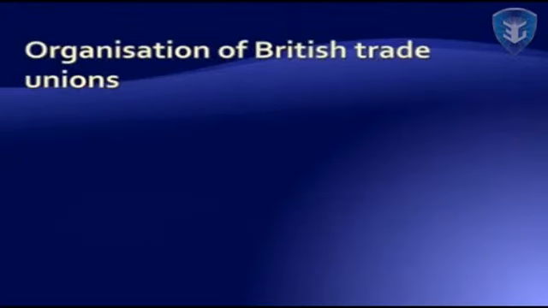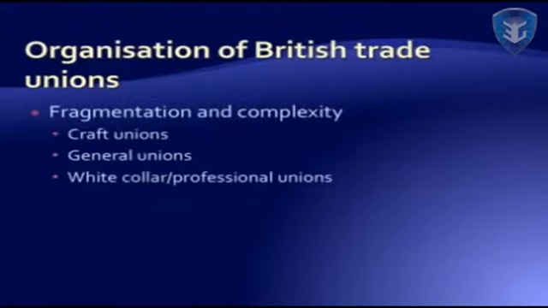A further characteristic of British trade unionism is its complex and fragmented organisation. Historically, we've been able to identify several different types of trade unions. There have been craft unions representing skilled workers, for example the engineers and the electricians. There have been general and industrial unions like the Transport and General Workers Union and the National Union of Mineworkers. And then in addition there have been white collar and professional unions such as the National Union of Teachers.